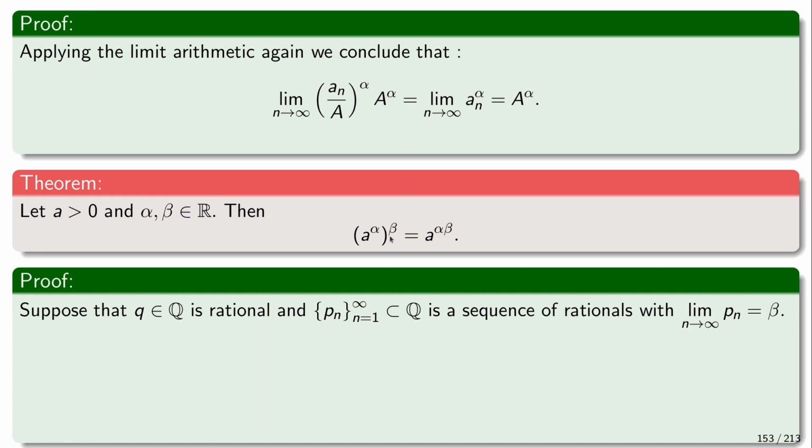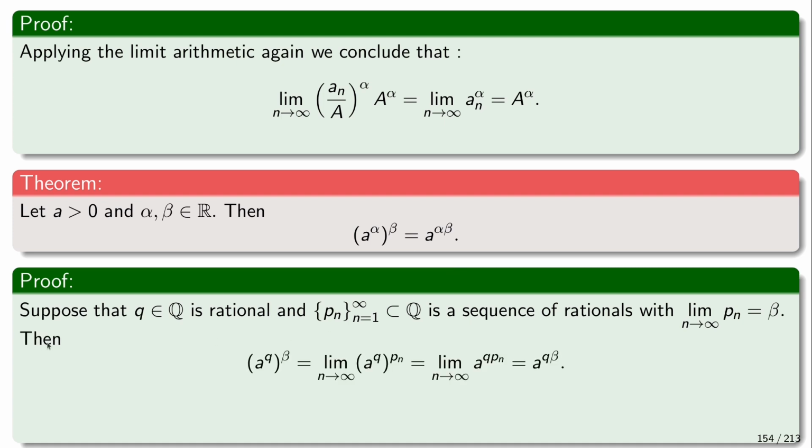So again, we have to work according to the definition. First, suppose q is some rational number, and we have a sequence pn of rational numbers that converges to beta. So we're going to prove it in steps. But basically, we're now going to use the limit arithmetic theorem and properties of limits that we've proved.